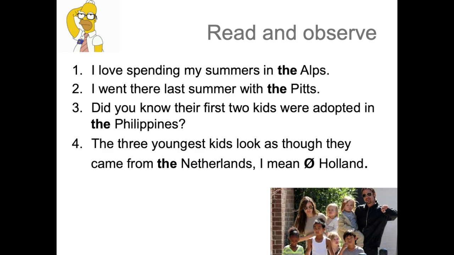Now, take a look at those sentences. I love spending my summers in the Alps. I went there last summer with the Pitts. Did you know the first two kids were adopted in the Philippines? The three youngest kids look as though they came from the Netherlands, I mean Holland. In this series of sentences, only the word Holland seemed to follow the rule, Holland preceded by the zero article.